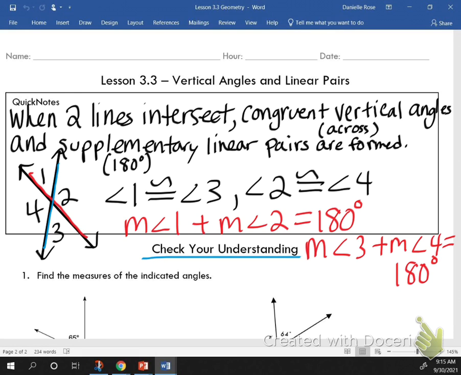For our check for understanding, I want you to do 1, 2, 4, 5. That's it. And then we're going to look at this angle relationship page. Okay? Ready, set, go.